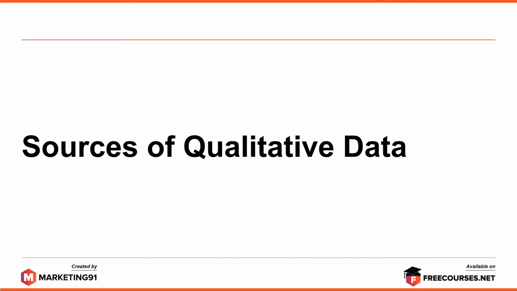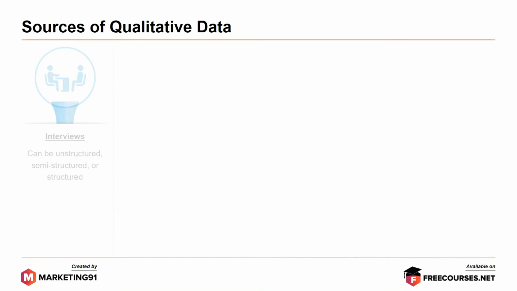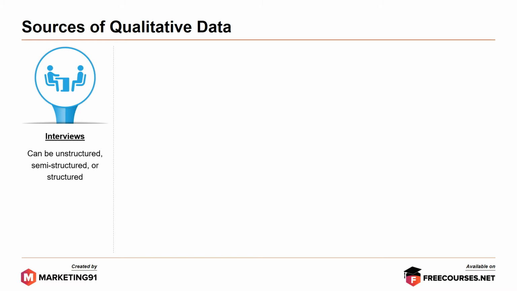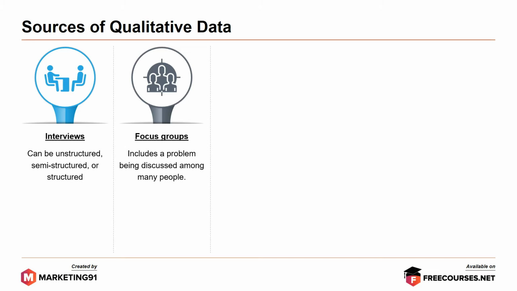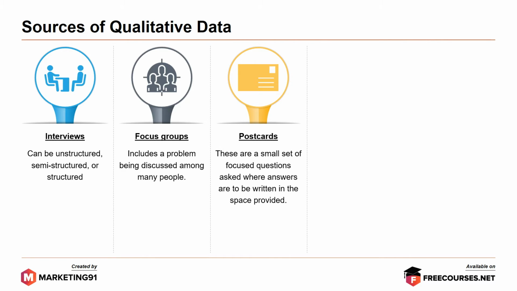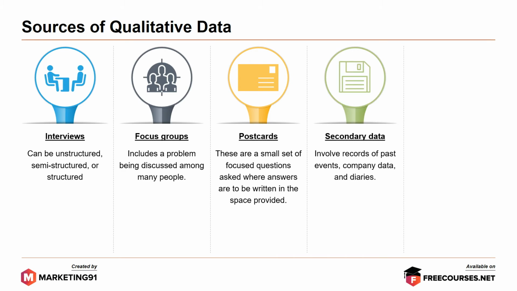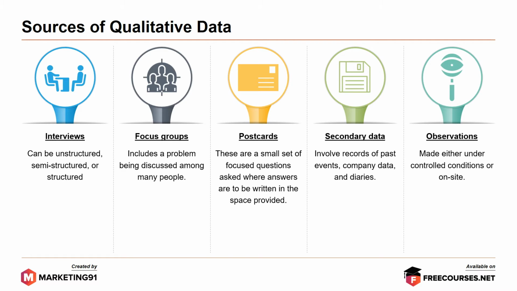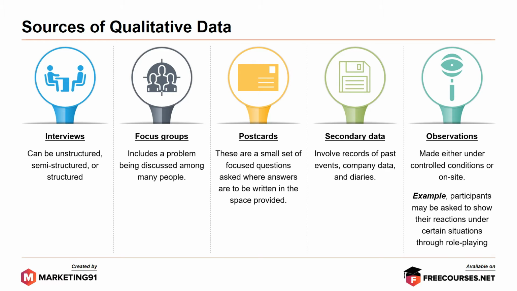Moving on to the sources of qualitative research. First, interviews can be unstructured, semi-structured, or structured. Next, focus groups includes a problem being discussed among many people. Third, postcards. These are small set of focused questions asked where answers are to be written in the space provided. Next, secondary data includes records of past events, company data, and diaries. And finally, observations made either under controlled conditions or on site. Examples: participants may be asked to show their reactions under certain situations through role playing.